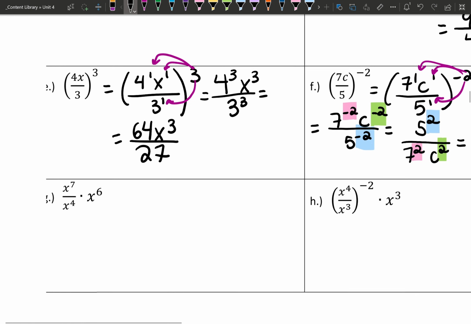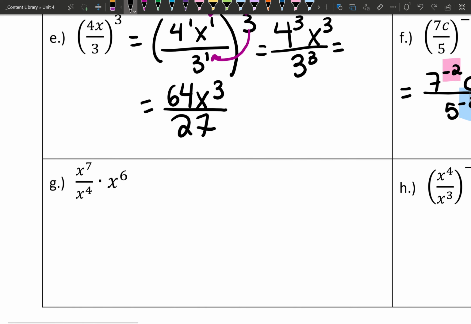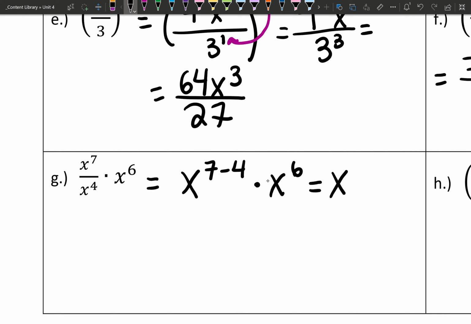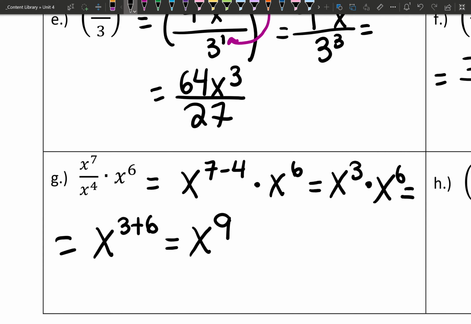Right. Last two. Okay, so I have multiplication and I have division. Because of the order of operations, we go left to right, which means first I'm going to work with that fraction, which is the quotient rule. So this becomes x to the 7 minus 4 times x to the 6. 7 minus 4 is 3, so it becomes x to the 3rd times x to the 6th. When we multiply exponents with the same base, we add them. So this is x to the 9th.